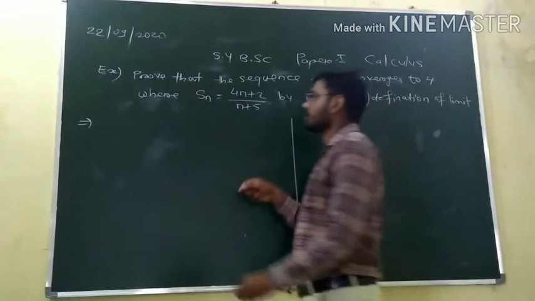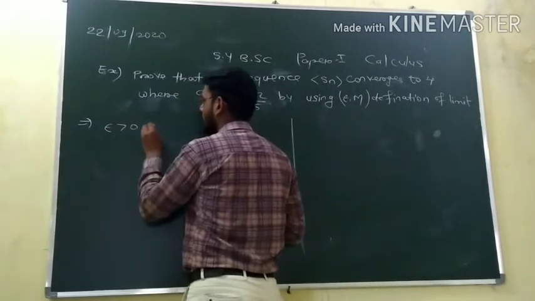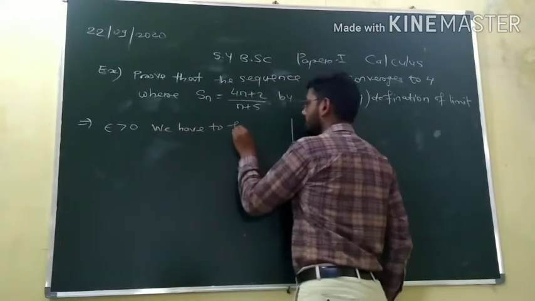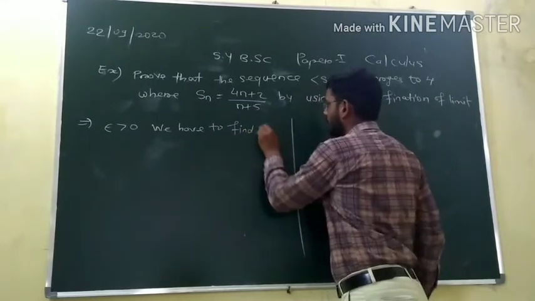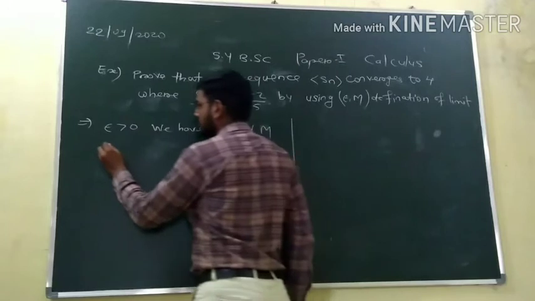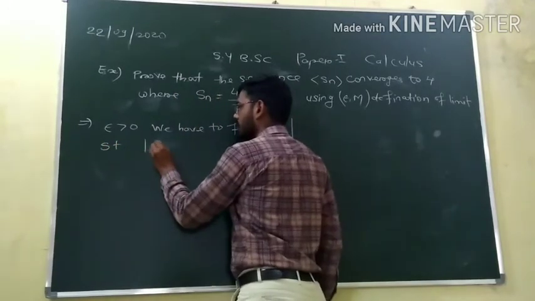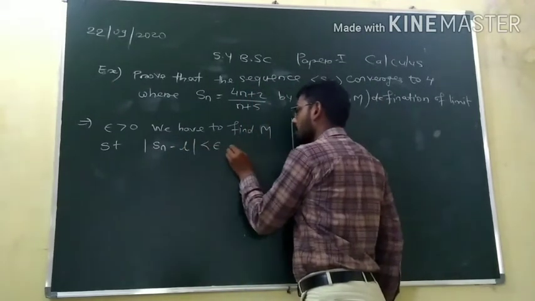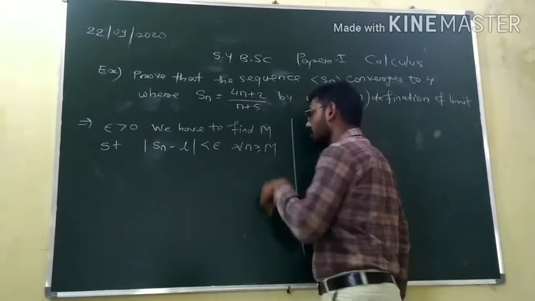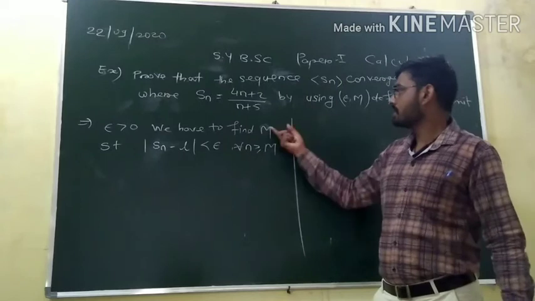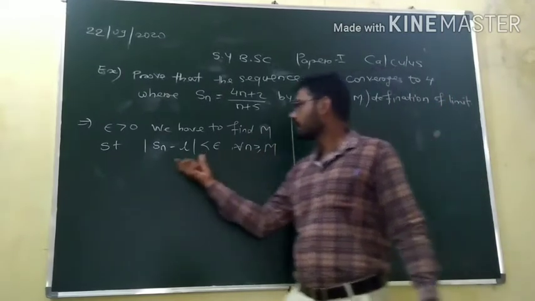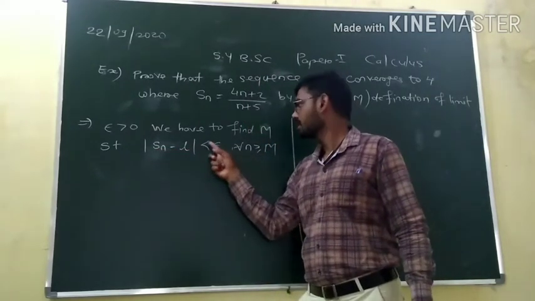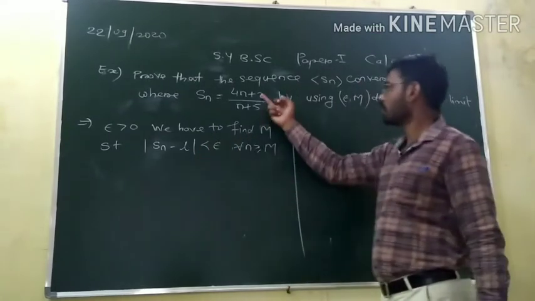We know the definition. The definition is: for any epsilon greater than 0, we have to find a number M such that the difference between Sn and the limit L is less than epsilon whenever n is greater than or equal to M. So the main point is to find this M. Whenever n is greater than or equal to M, the difference between Sn and the limit gets very small, less than epsilon. So here Sn is (4n + 2)/(n + 5).